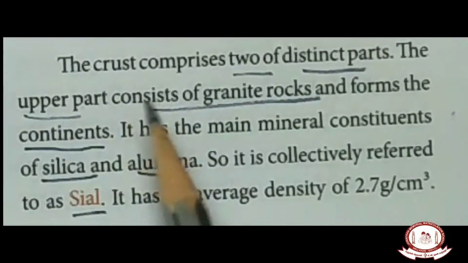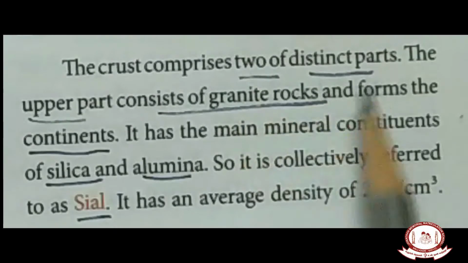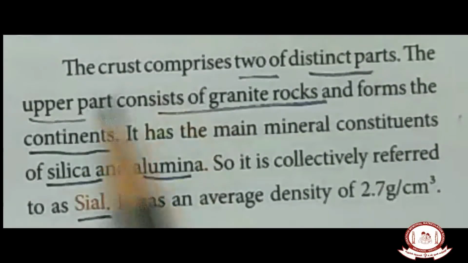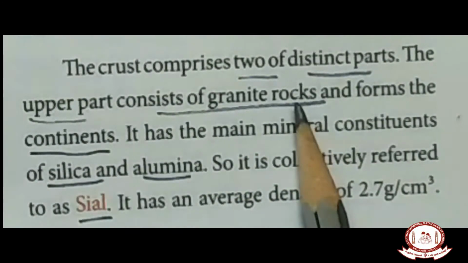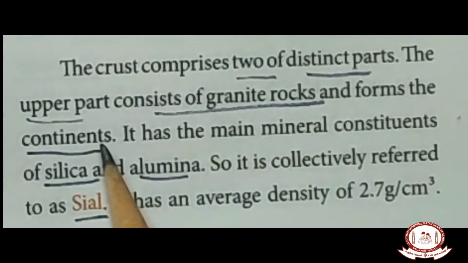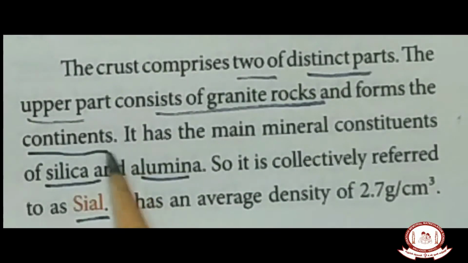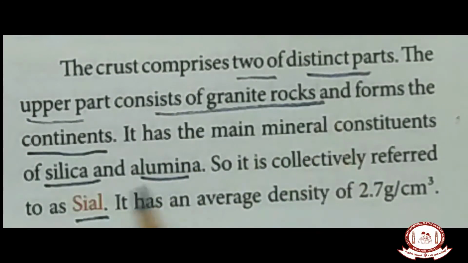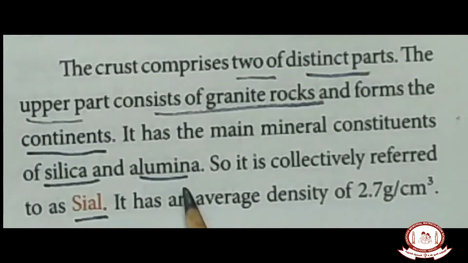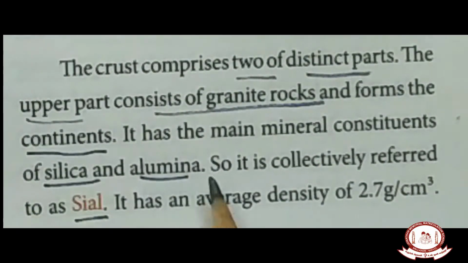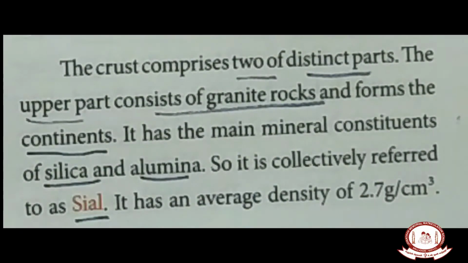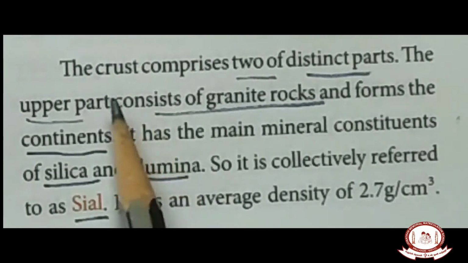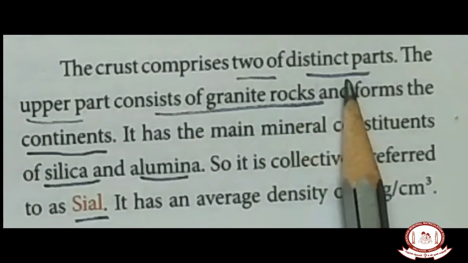The crust comprises 2 distinct parts. One is the upper part that consists mainly of granite rocks, which forms the continent. The main composition of this continent is granite rock, silica and alumina. Do you understand? What is that? Silica and alumina. So it is collectively referred to as Sial.